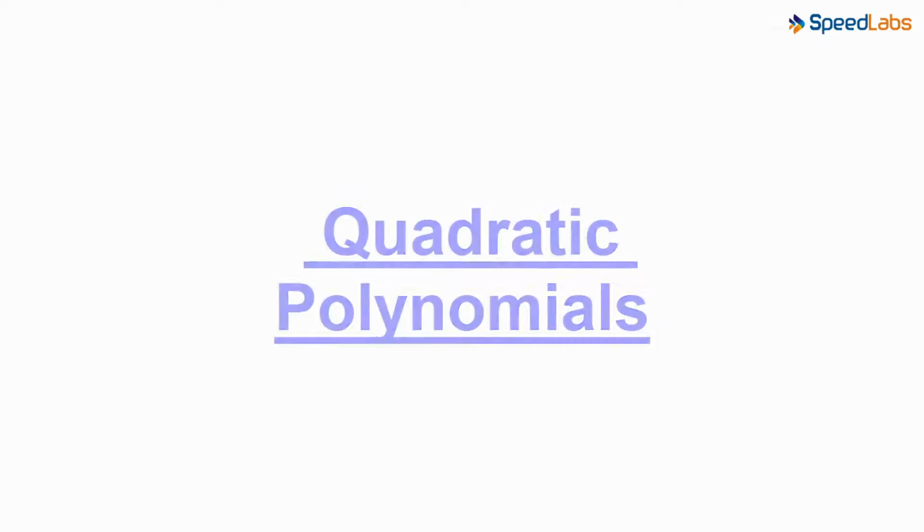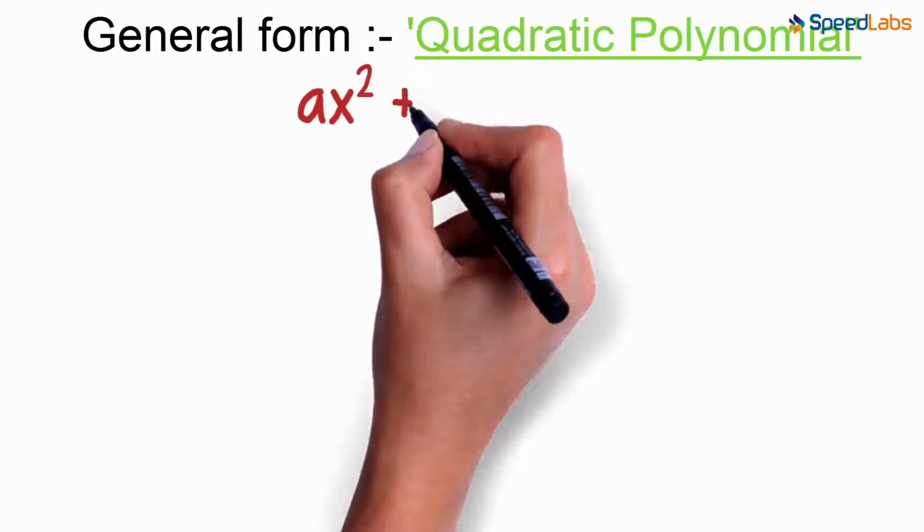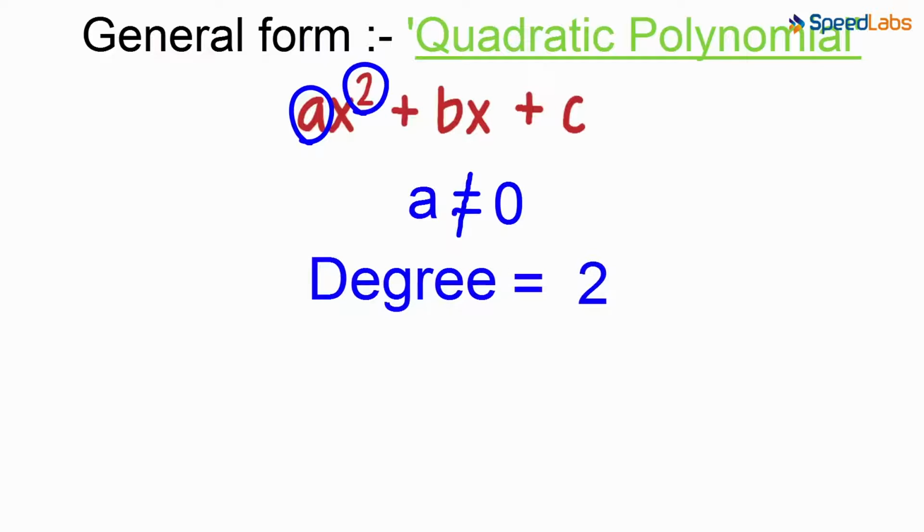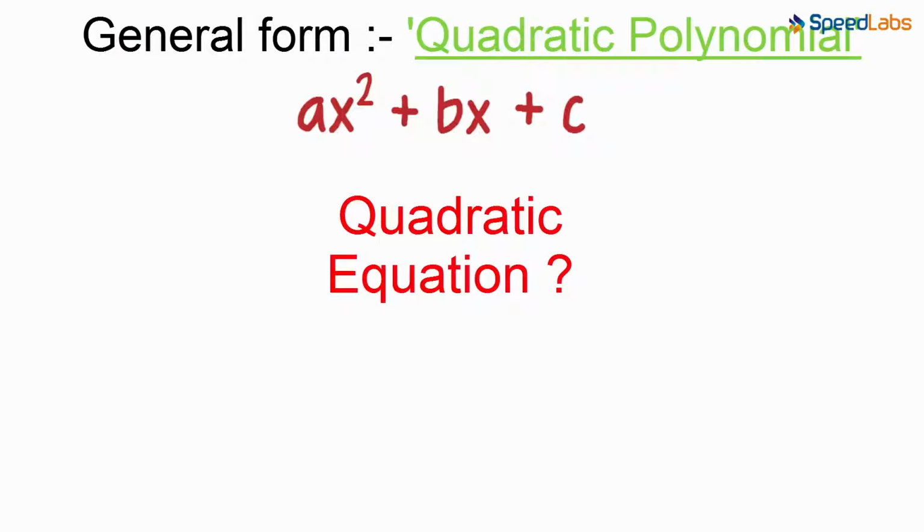All of us remember what quadratic polynomials are. The general form of a quadratic polynomial is ax squared plus bx plus c, where the constant a is not equal to 0. The degree of the quadratic polynomial is 2. So what's a quadratic equation?